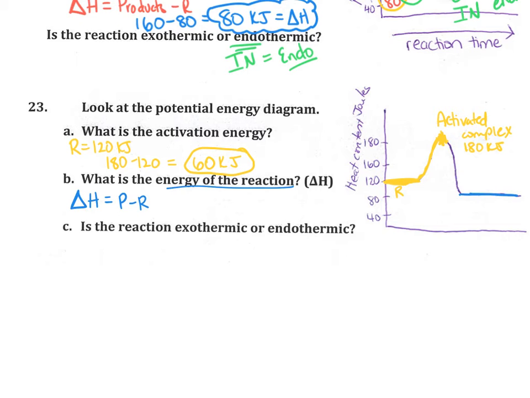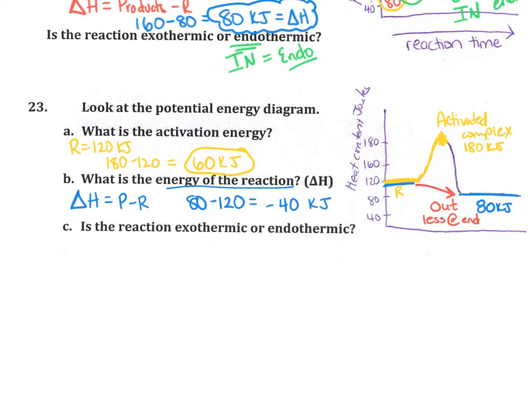So here's my products. Looks like I'm at about 80 kilojoules. We already identified our reactants being at about 120. So 80 minus 120, I want you to notice that we get a negative number here, negative 40 kilojoules. So that right there is an indication that from the reactants to the products, energy went out of the system. We have less energy at the end than when we started with.